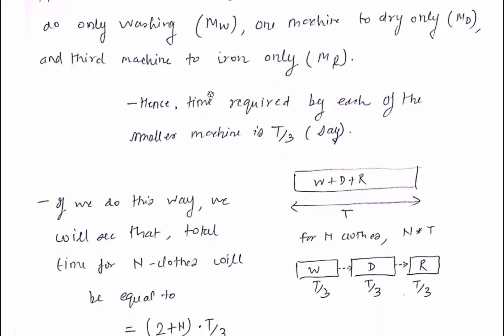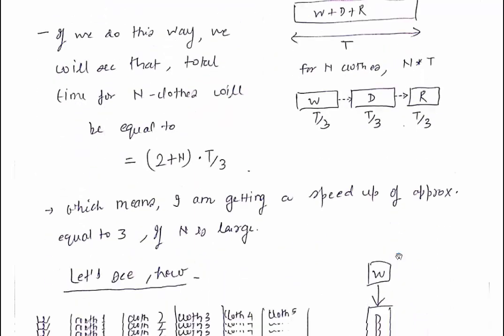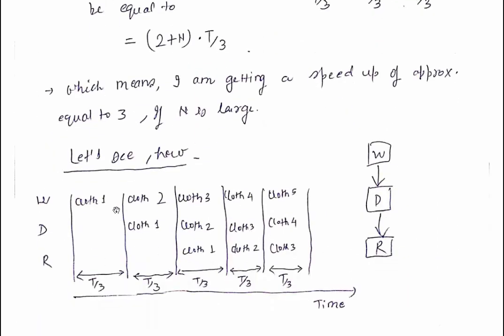If we do it this way, let's see what our output will be for n clothes. Washing takes t by 3, drying takes t by 3, and ironing takes t by 3. Please look at this diagram. Let's say we have fed cloth 1. Cloth 1 has been fed into the washing unit and it is now being washed.